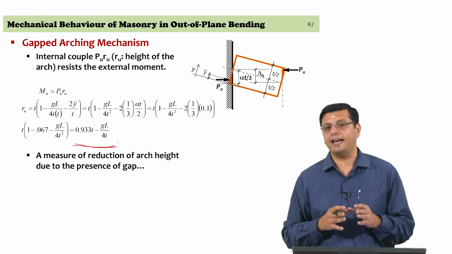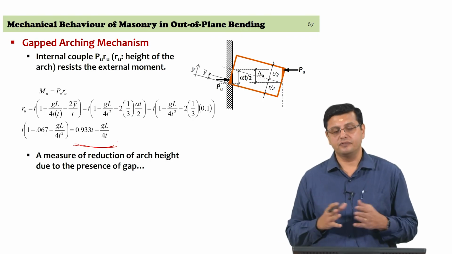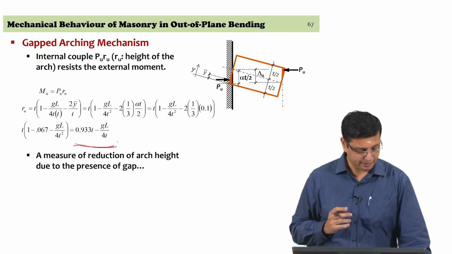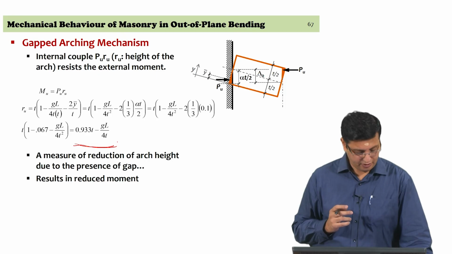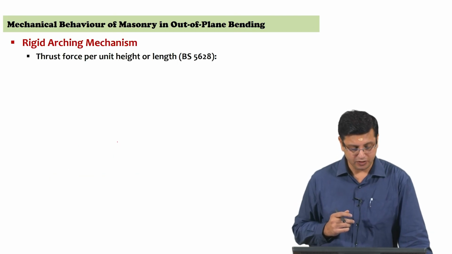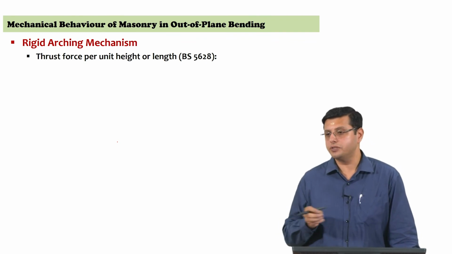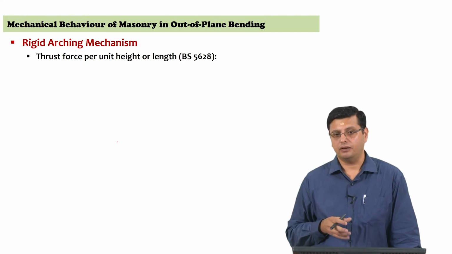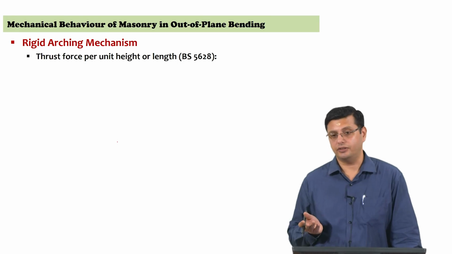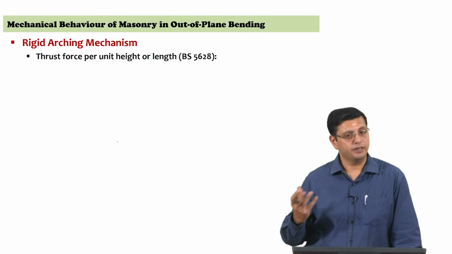To interpret the gap as something that reduces the height of the arch that is available is the physical representation of the gapped arching mechanism itself. And of course, Mu is going to be lower in this particular case. So, as I said, it will be instructive to see how codes account for this sort of a phenomenon that you can beneficially utilize in estimating the load carrying capacity of the wall in your design.